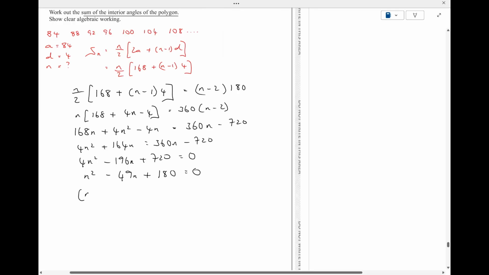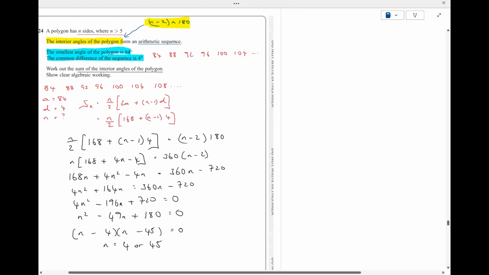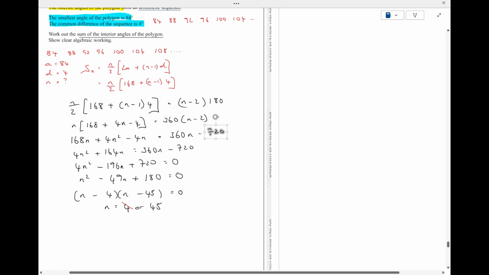Okay, I'm going to try and factorize it. I know they're both going to be negative because they multiply to a plus, and add to that negative 49. Wait a minute, it's 45 and 4. So n, because 4 45s are 180. So n could be 4 or 45. So I know how many sides the polygon has. I know it has either 4 or 45, but wait a minute. n is greater than 5. So I know that n is 45.